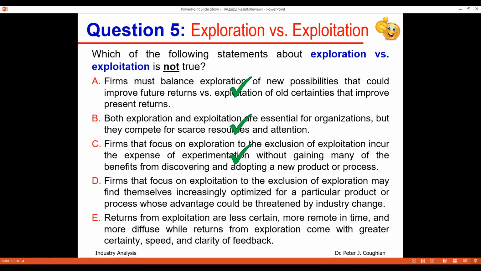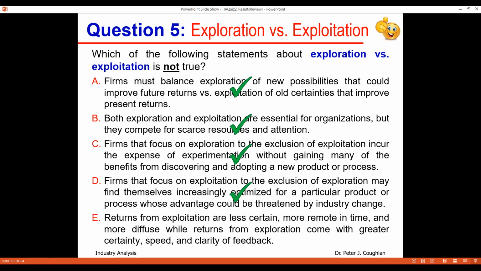D: Firms that focus on exploitation to the exclusion of exploration may find themselves increasingly optimized for a particular product or process whose advantage could be threatened by industry change, right? So if you only focus on exploitation, you're very good at one thing. And if that one thing ends up being suboptimal, the industry changes and you are stuck in an old equilibrium, right? You are stuck optimized for a particular technology or product or process. That's the danger of being 100% focused on exploitation.